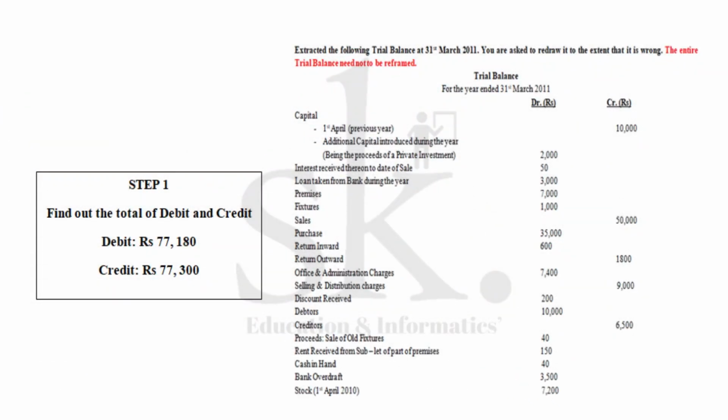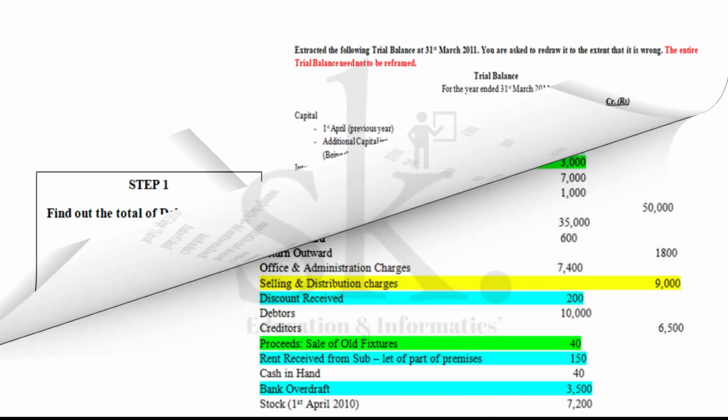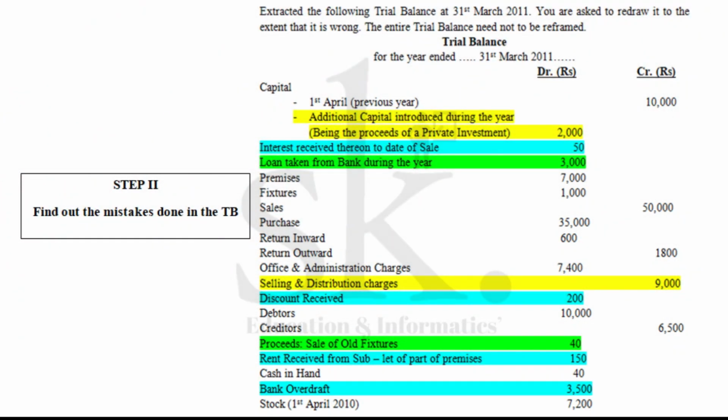So if we go through the debit and the credit column, we find the total of debit is 77,180, whereas the credit total is 77,300, and it's quite natural that the total of debit and credit will not tally because there are certain mistakes in the ledger account balances posted either on the debit or the credit side. Now step 2 is identification of the mistakes which have been made. So let's take them one by one into consideration. The highlighted ones are the mistakes made by the accountant. So let's go through each and every one.